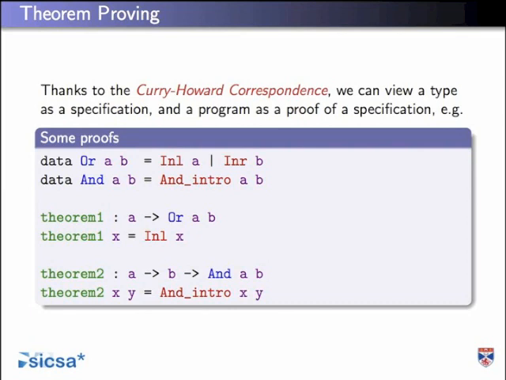So there's a familiar example here from logic. You could define the OR connective as being either a proof of the first thing or a proof of the second thing. So it's either A or B. And then you can define the connective AND as being a proof of both things. Then I can write little theorems like this. If I've got an A, then A implies A or B, and I can prove that by saying, yes, it's the first one. And if I've got an A and a B, I can prove A and B. So A implies B implies A and B. You can read the function arrow as an implication. So yes, I can prove that by saying, well, I've got both of them, so here you go.